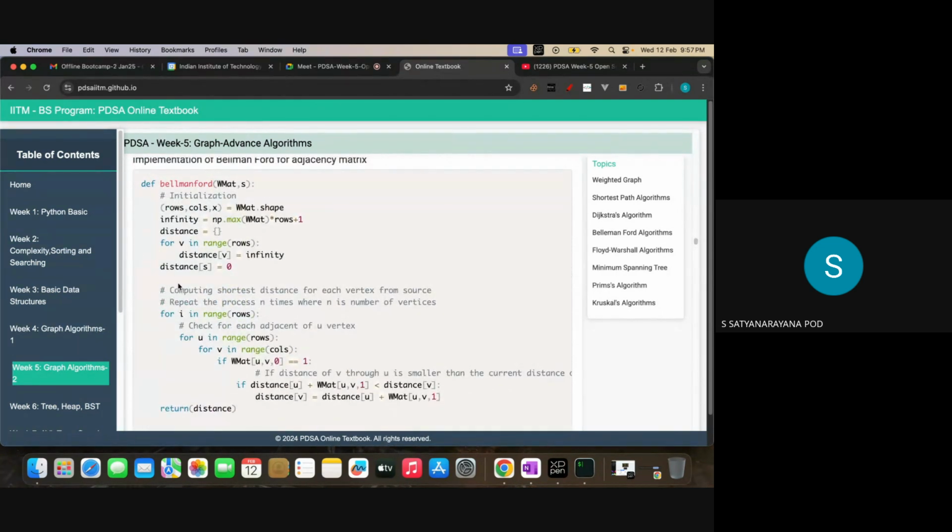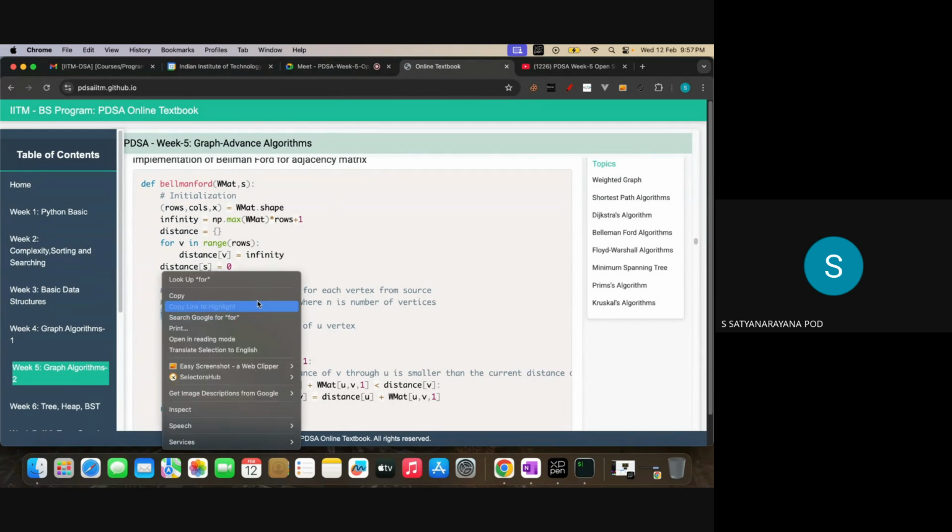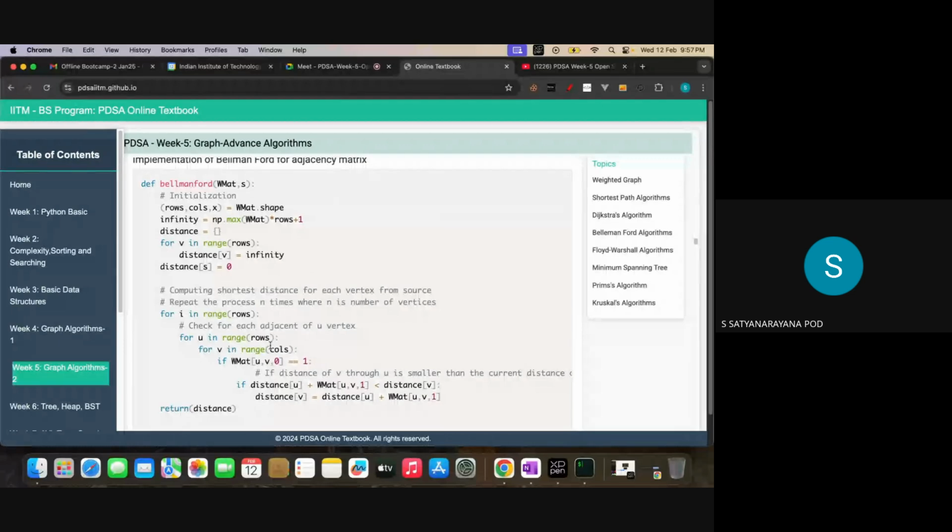Here they are using the range of rows and the range of columns. Definitely rows and columns are the same now. Am I right or wrong? Because if there are n number of vertices, we are trying to run n minus 1 edge relaxations. These two are equal to n square. Is it right?